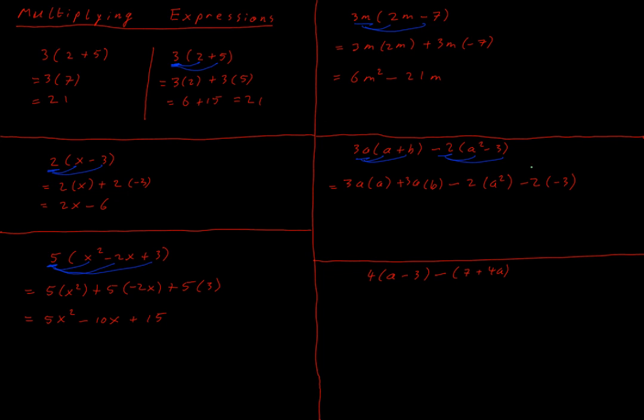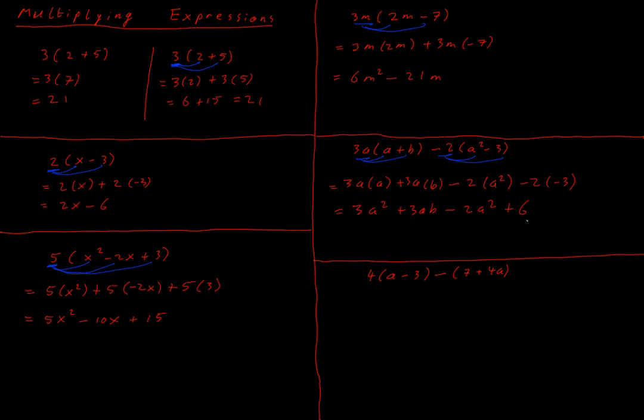Well, what was different this time? I had minuses here because this was a minus 2. So I have minus 2 multiplied by both of the things in the bracket. So 3a multiplied by a is 3a squared. 3a multiplied by b is 3ab, and I write things in alphabetical order, so a comes before b. Then minus by plus is minus 2a squared. Minus by minus is a plus. 2 by 3 is 6.